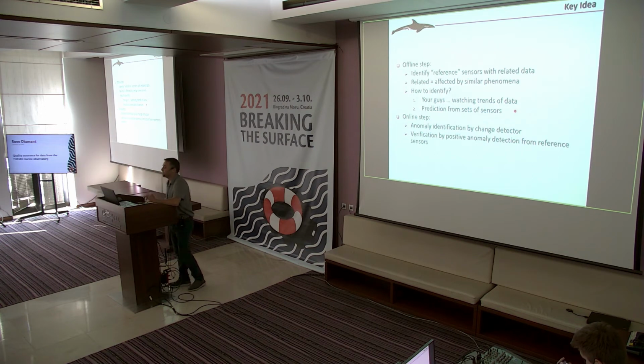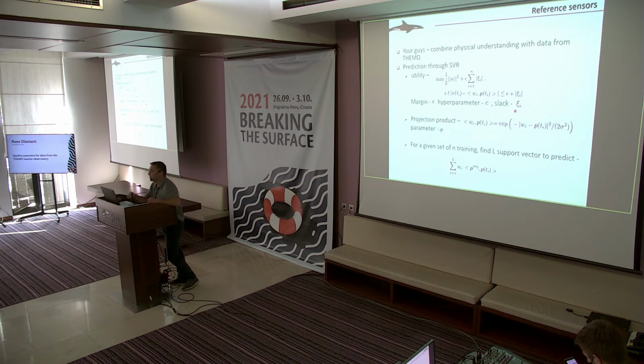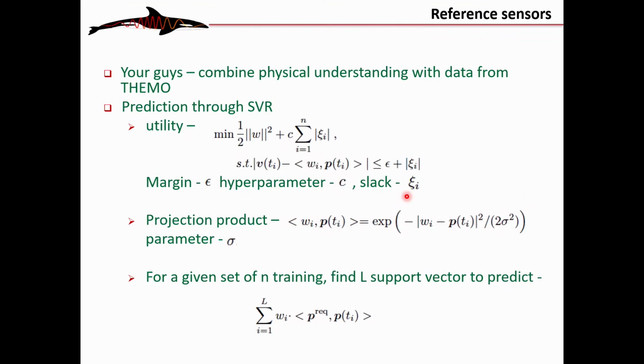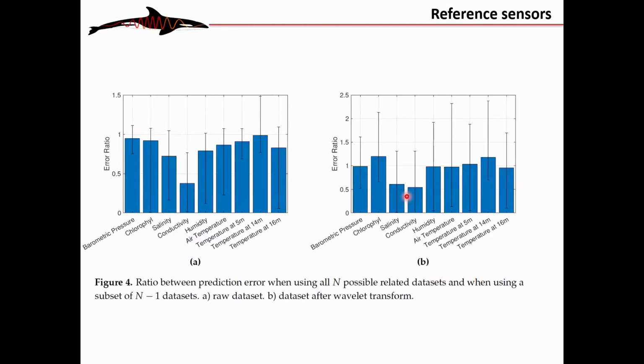In the online step, we use an anomaly identification to find anomalies, and then we verify if it's indeed an anomaly by looking at the reference sensors. Also here, we did it using either a majority vote, where most of the reference sensors should agree whether it's an anomaly or not, or by doing prediction. The prediction was done using support vector regression. I'm going to skip that part and just show you the results.